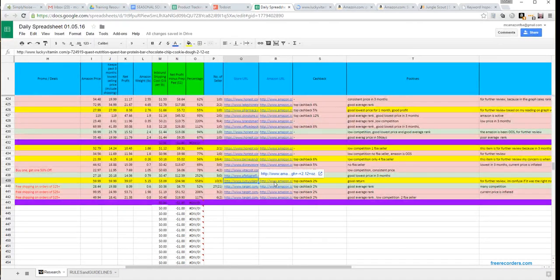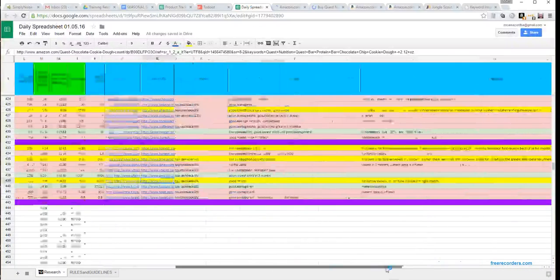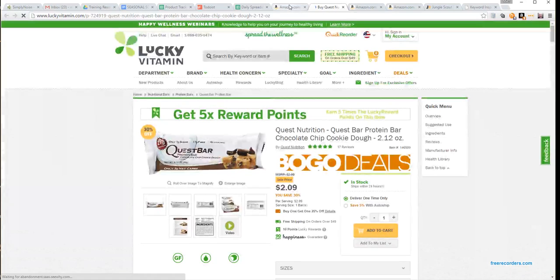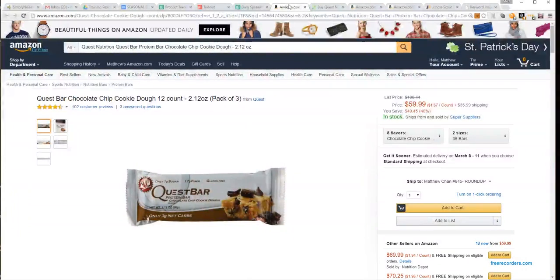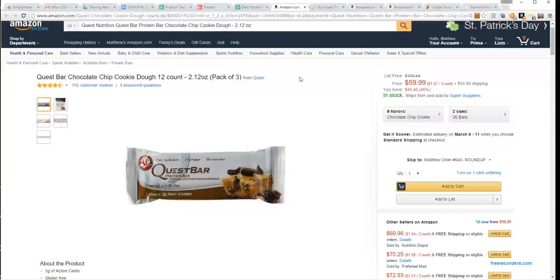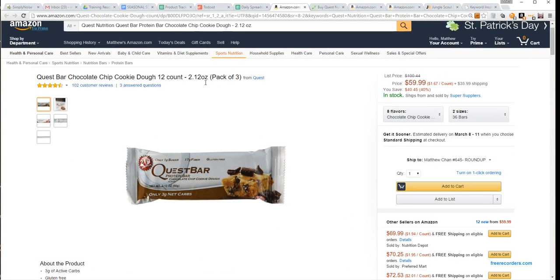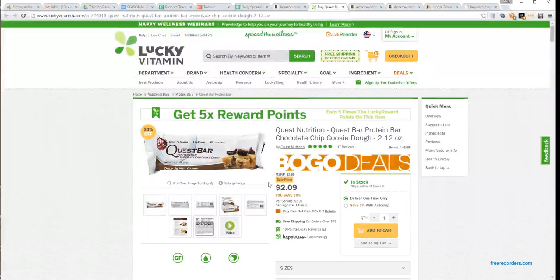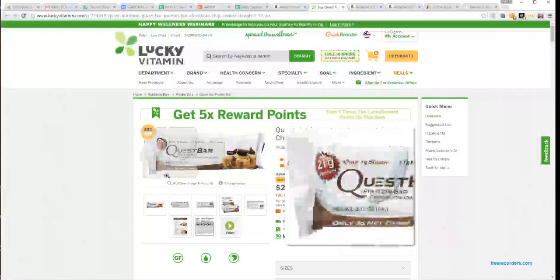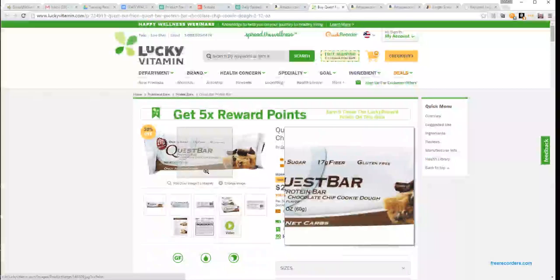Okay, and last one, Lucky Vitamin. So you're not sure whether it's the right match. Let's have a look. Quest bar. Yeah, so 59.99. Oh, okay. I think this is an individual. This one's individual. So it's $2 for one of these small 2 ounce bars.